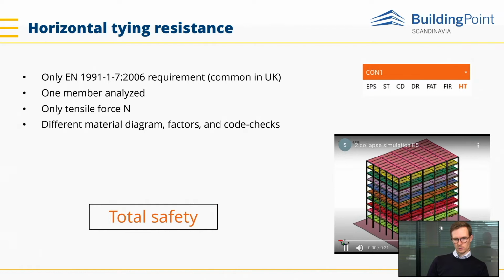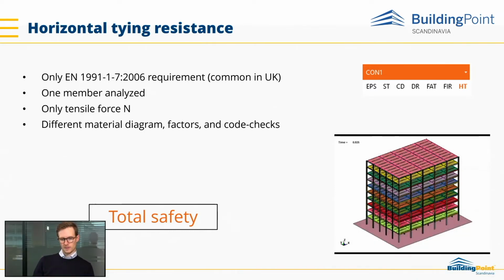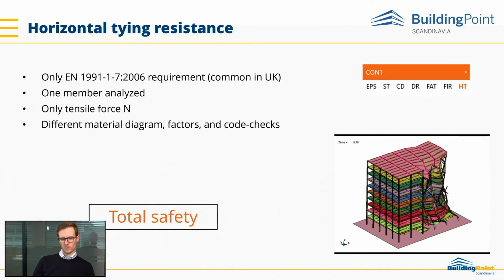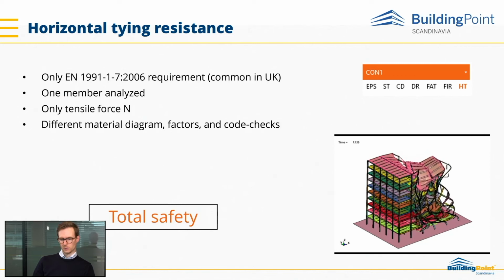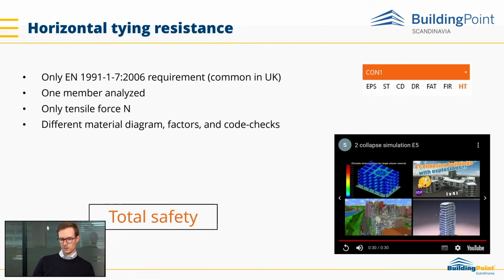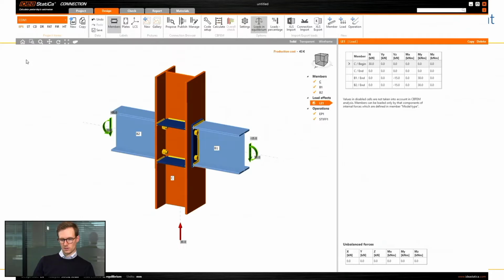So the next thing is horizontal tying resistance. As far as I know, it's only a requirement in the UK, but it's great to have for the rest of us. So you choose one member to be analyzed, and you put on the tensile force, and it has different material diagram factors and code checks if you choose to run the horizontal tying resistance analysis. So we have a little demo here.